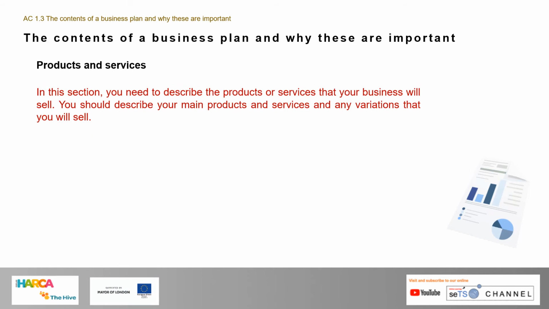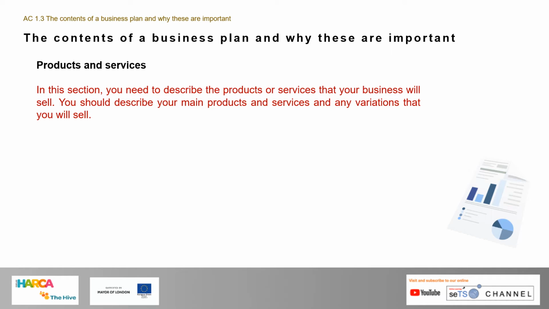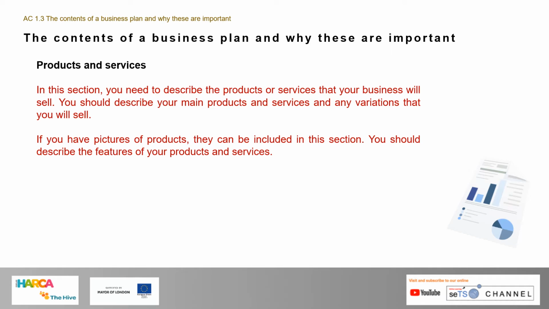Products and services. In this section, you need to describe the products or services that your business will sell. You should describe your main products and services and any variations that you will sell. If you have pictures of products, they can be included in this section. You should describe the features of your products and services. This section is important to show people what the business will be selling.